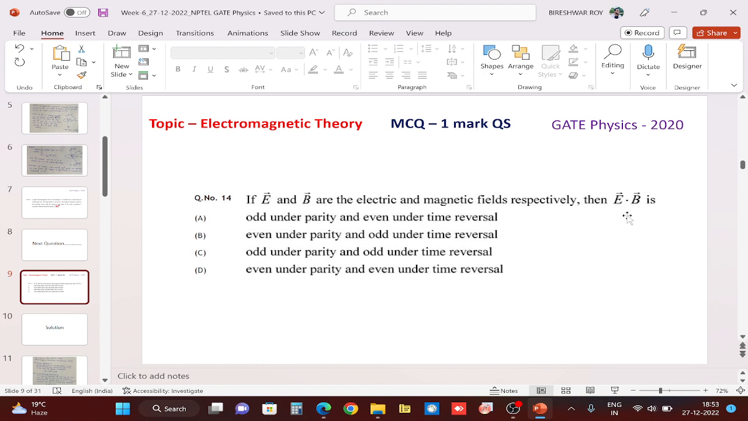Yes sir, but its magnitude will not change. That's for sure. Yeah, but force is a polar vector. Sir, yeah, so odd parity and odd under time reversal. Can you please explain your answer just in short? Because E dot B will be a polar vector, so it should have odd parity. Why should E dot B be a polar vector? It's a scalar quantity, oh sorry.